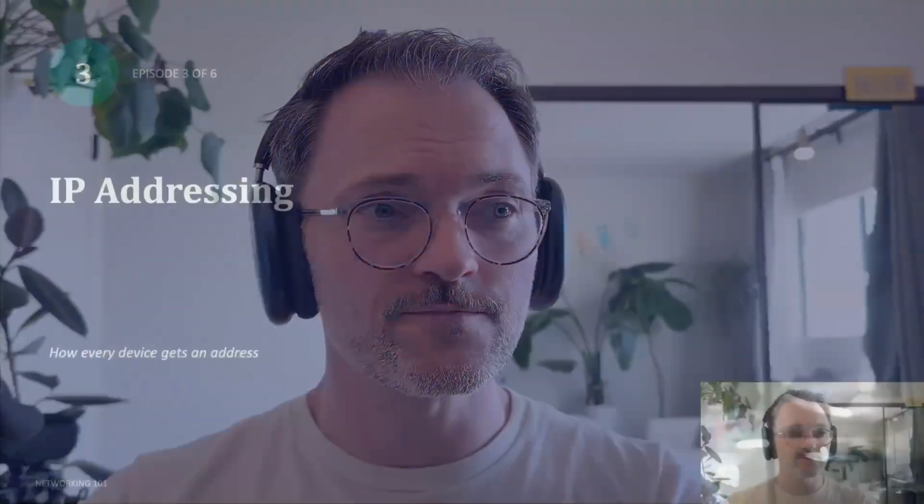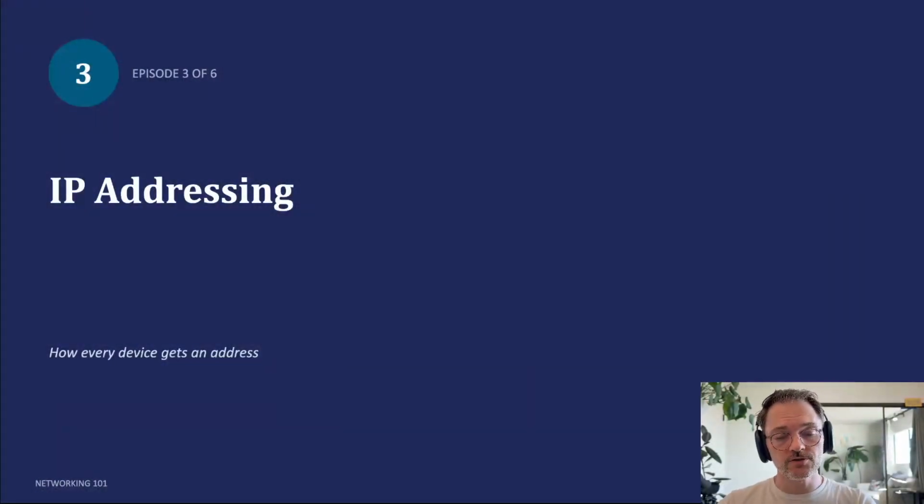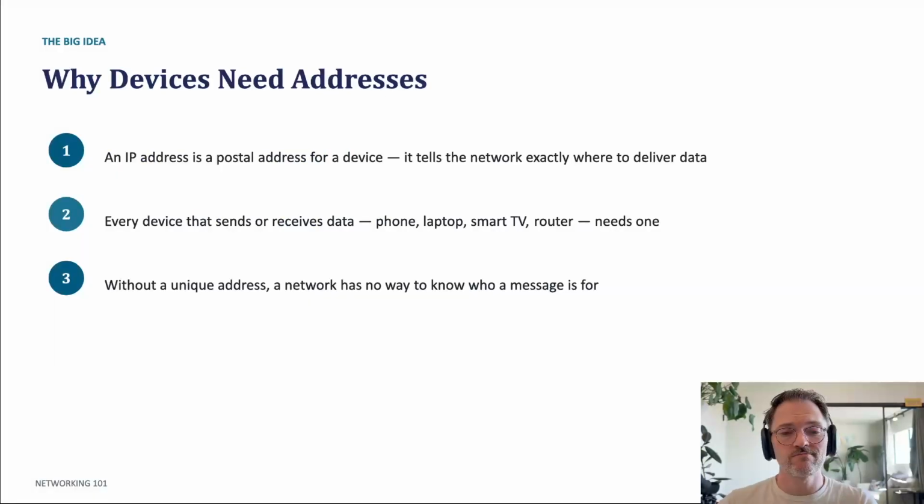Let's jump right in. So today's episode is about IP addressing, how every device gets an address. The big question is, why do devices need addresses in the first place? An IP address is like a postal address for a device. It tells the network exactly where to deliver the data. Every device that sends or receives data, a phone, a laptop, smart TV, router, it needs one. Without a unique address, a network has no way to know who the message is for.